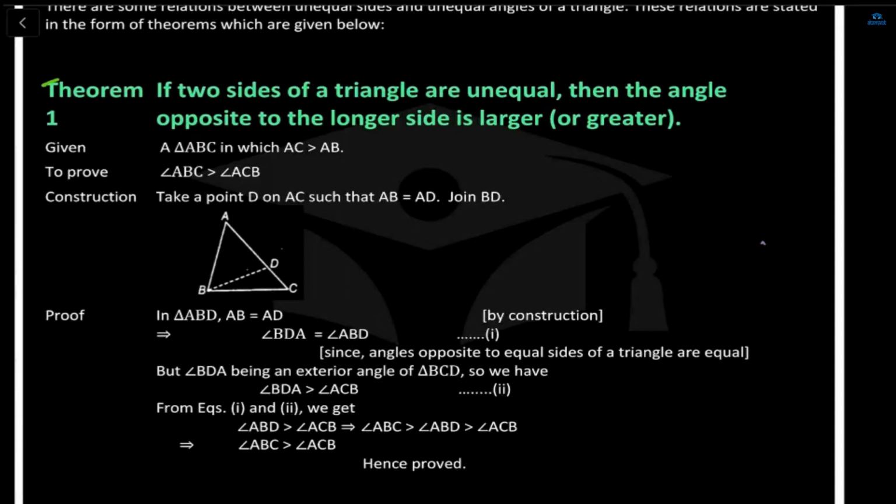Now let's see what is given here. Obviously given is that side AC is greater than side AB. Now what we have to prove? We have to prove that angle ABC is greater than angle ACB. Now how are we going to prove?